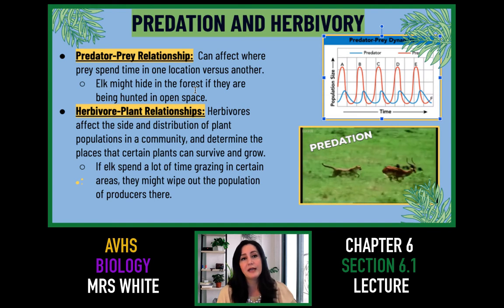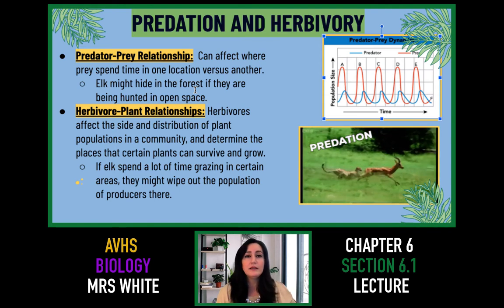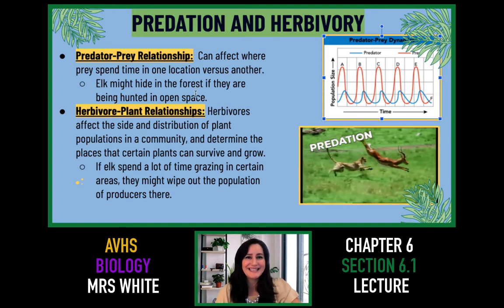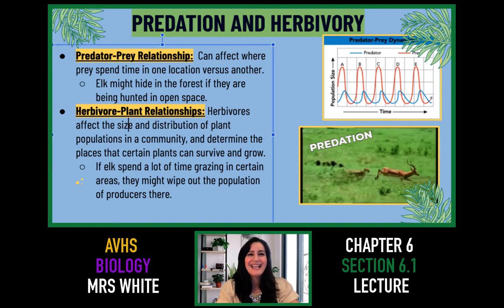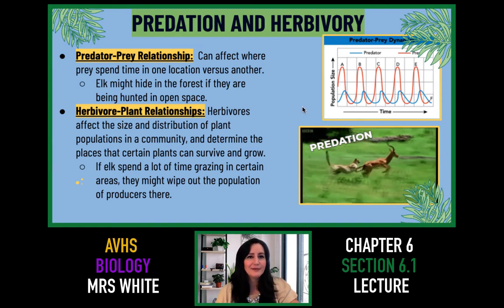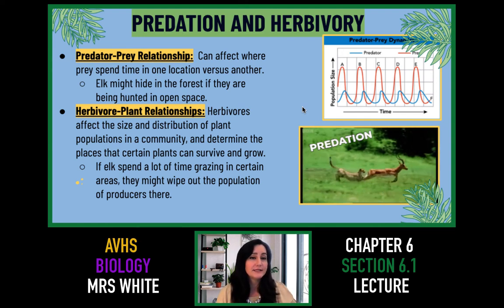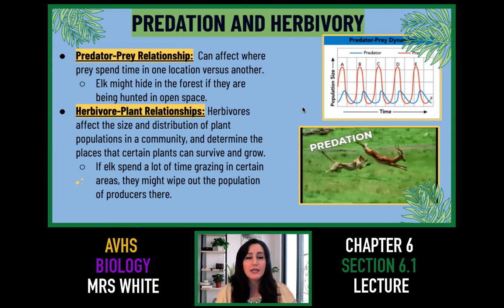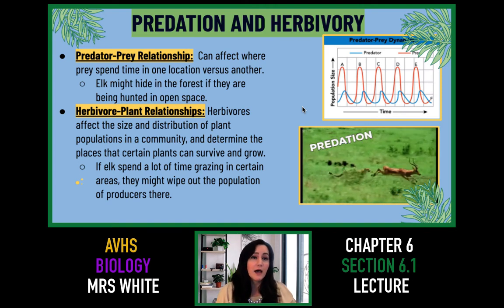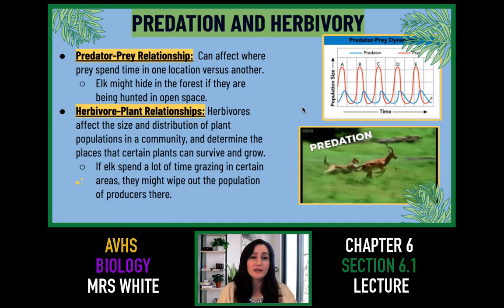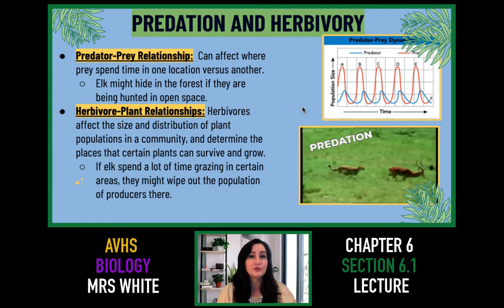Now, herbivory and plant relationships are also important to keep in mind. Herbivores affect not only the size and distribution of plant populations in a community, they can also determine the place that certain plants can survive and grow. And so if an elk spends a lot of time grazing in certain areas, then they could wipe out that population of producers there.